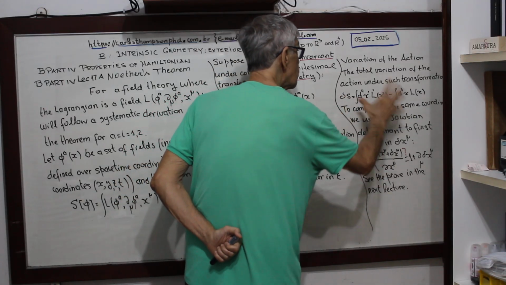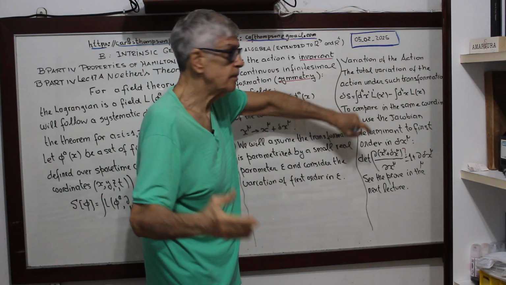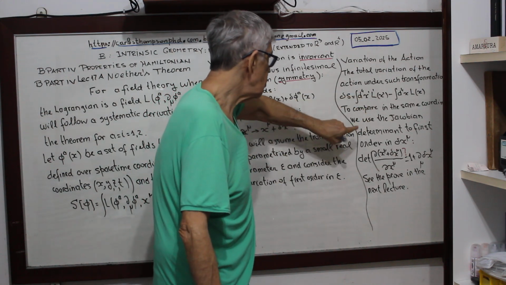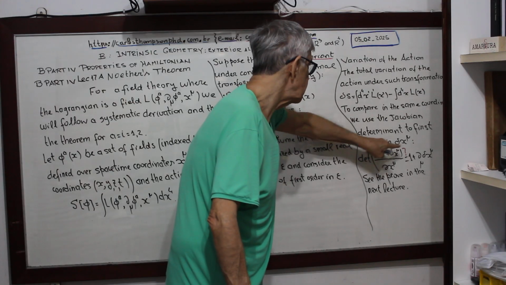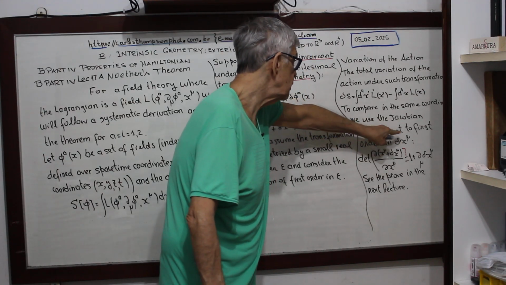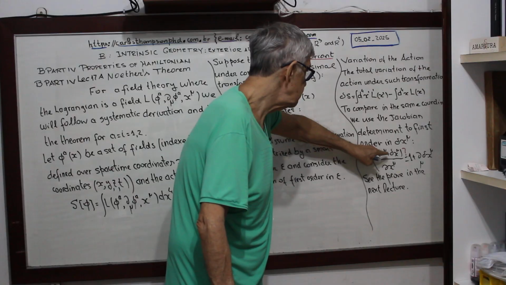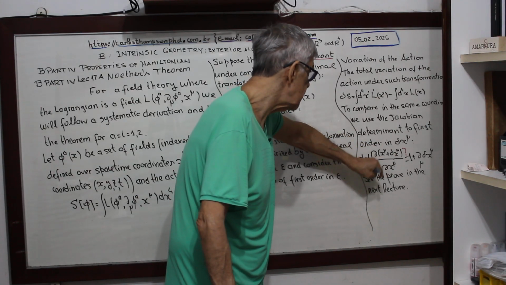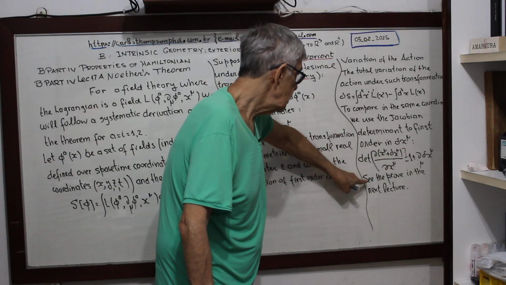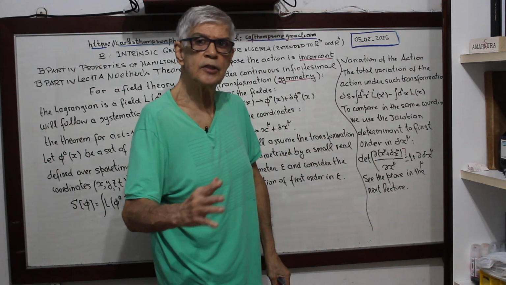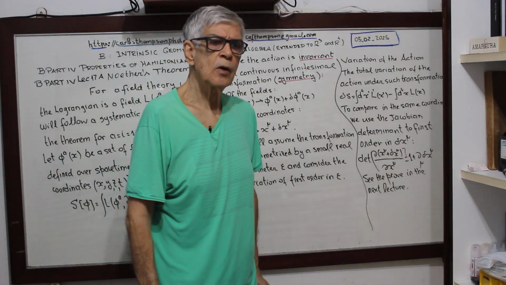To compare in the same coordinates, I'll just expand x prime in terms of x using Taylor series. So we also use the determinant to first order in delta x mu. The determinant is the Jacobian, okay? You see, the determinant of x mu plus delta x mu, the derivative with respect to x mu, is 1 plus the derivative of delta x mu. Then you prove this in the next lecture, 17b. You prove this relation, and then continue the derivation of the Noether theorem.